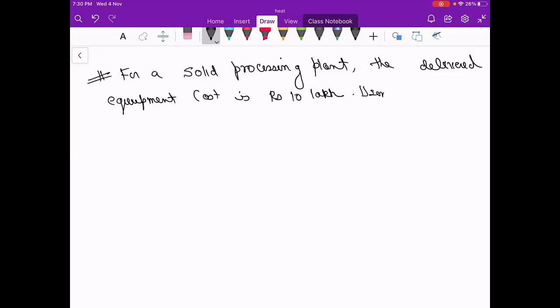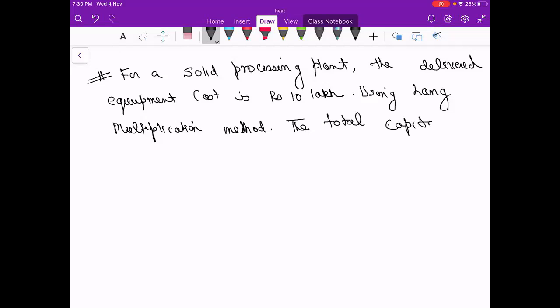Okay, using Lang multiplication method, the total capital investment is. So calculate it.